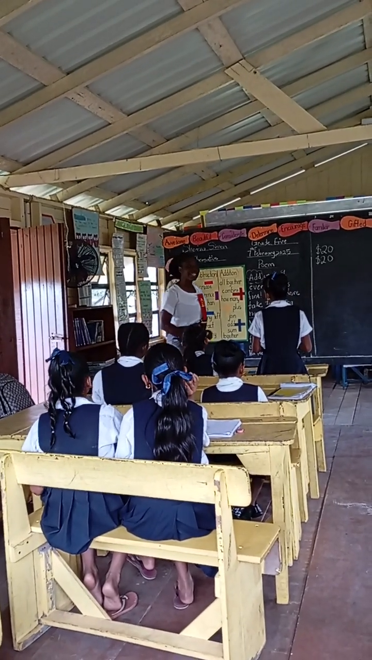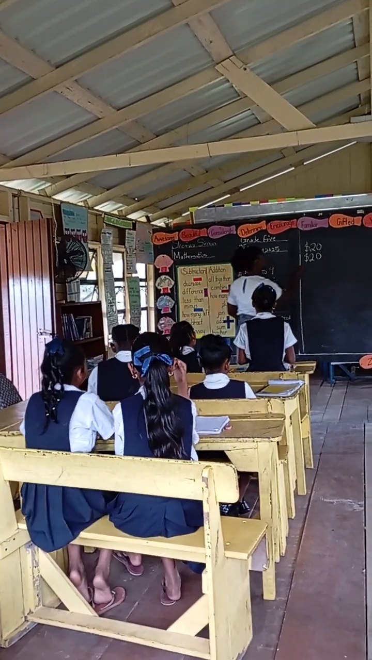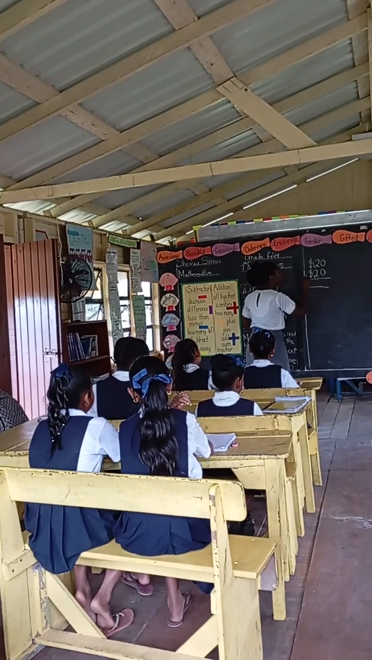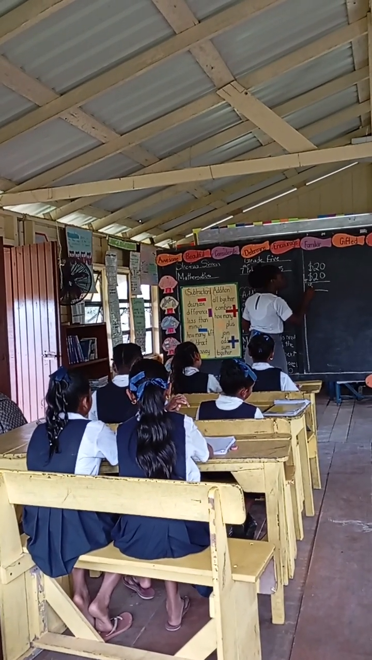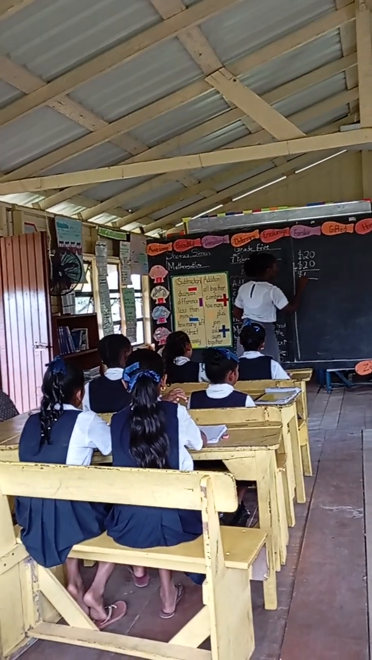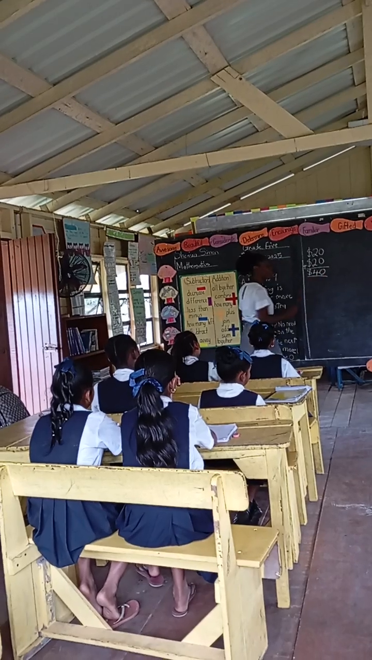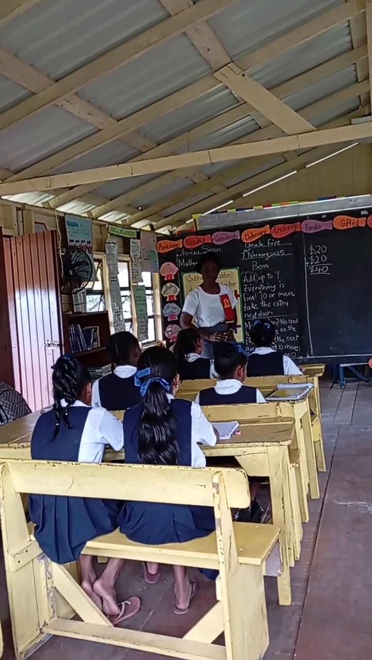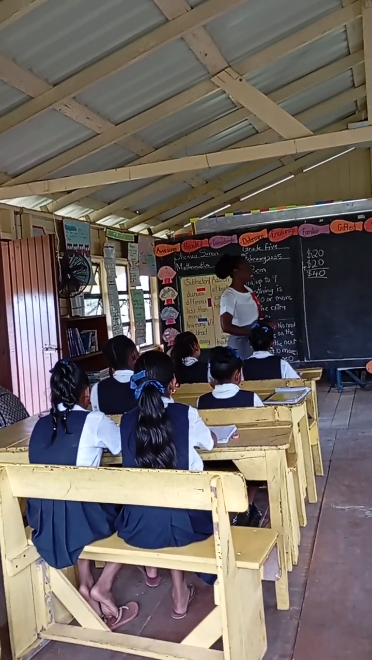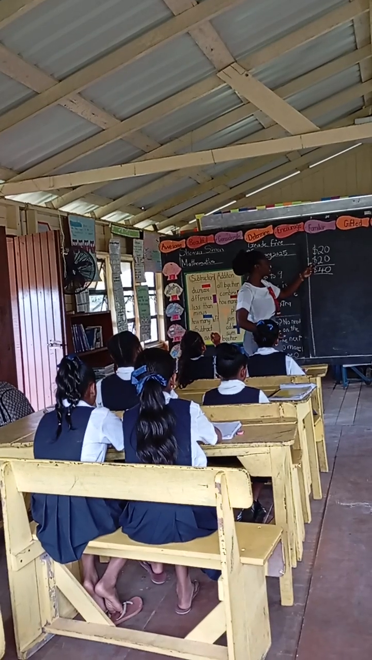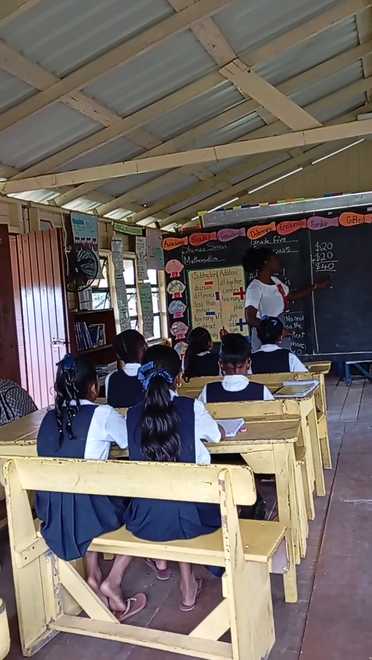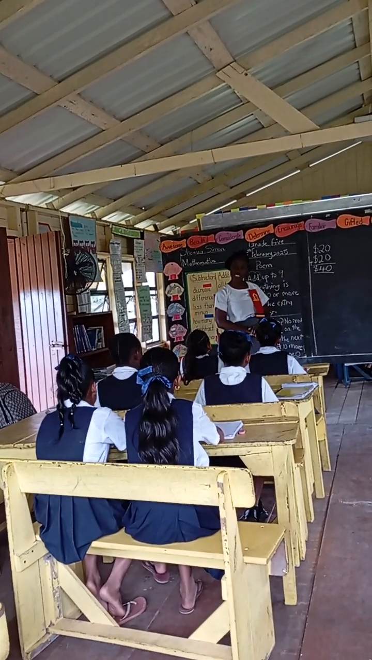You add. So my sum is going to equal what? My sum is equal to $40. So it therefore means I add this and I add that and my sum is equal to 40.